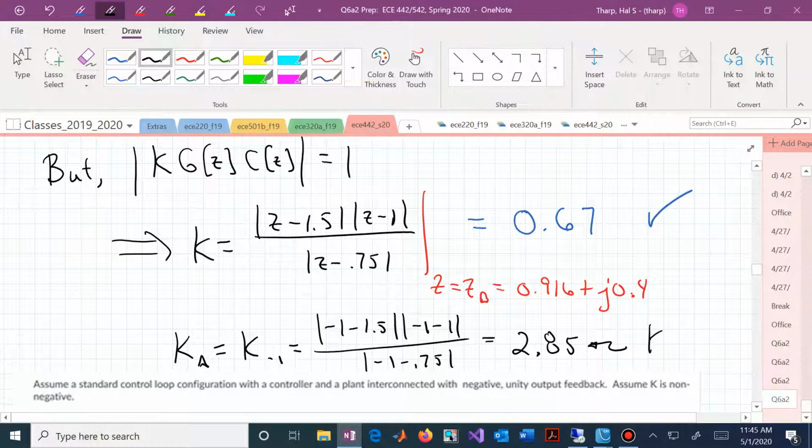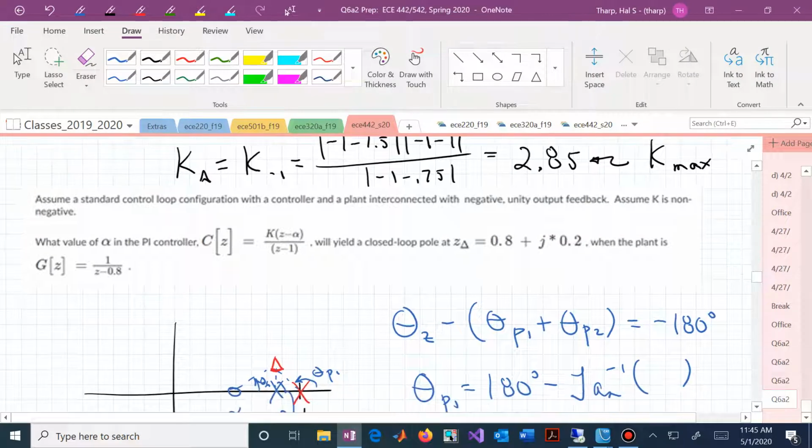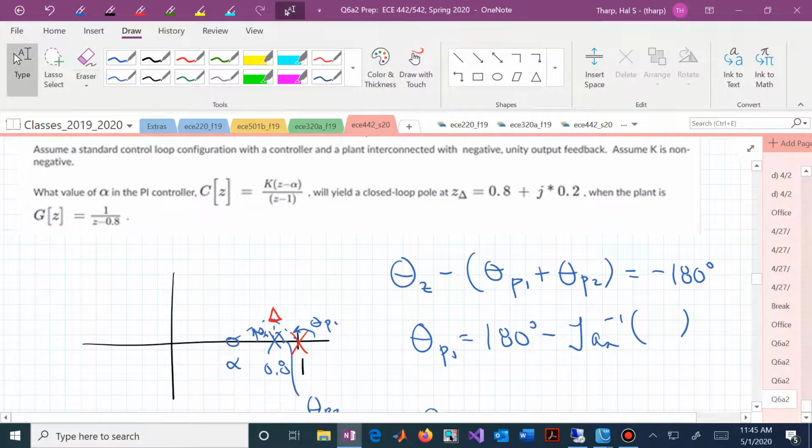This is now our K max. Again, that wasn't asked in this question, but it could be asked on the final or in the second attempt or any other quiz time. Assume now the next question.